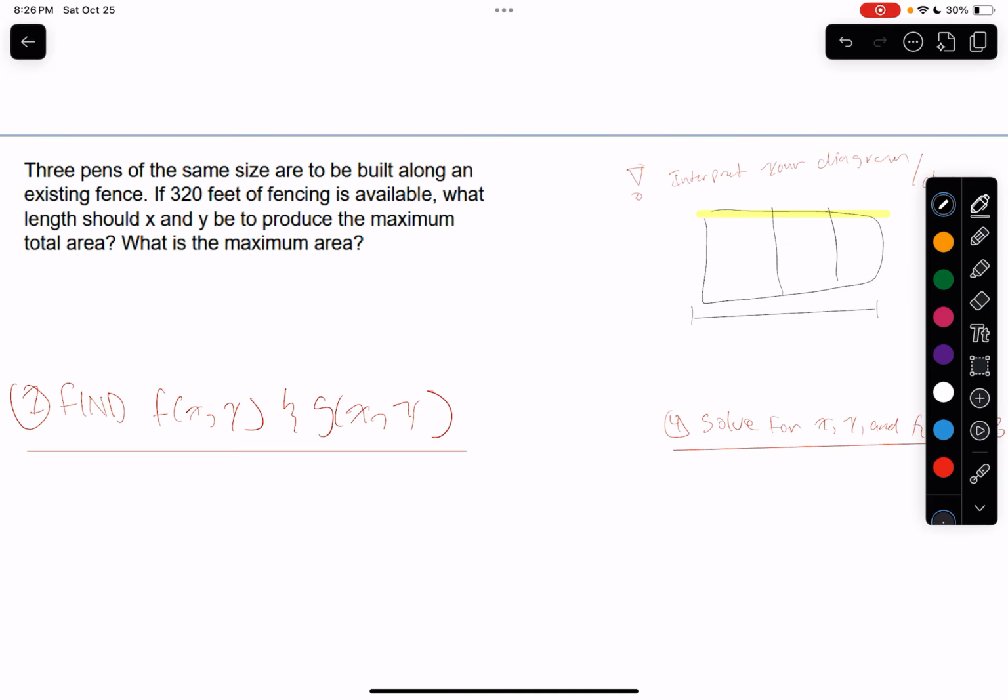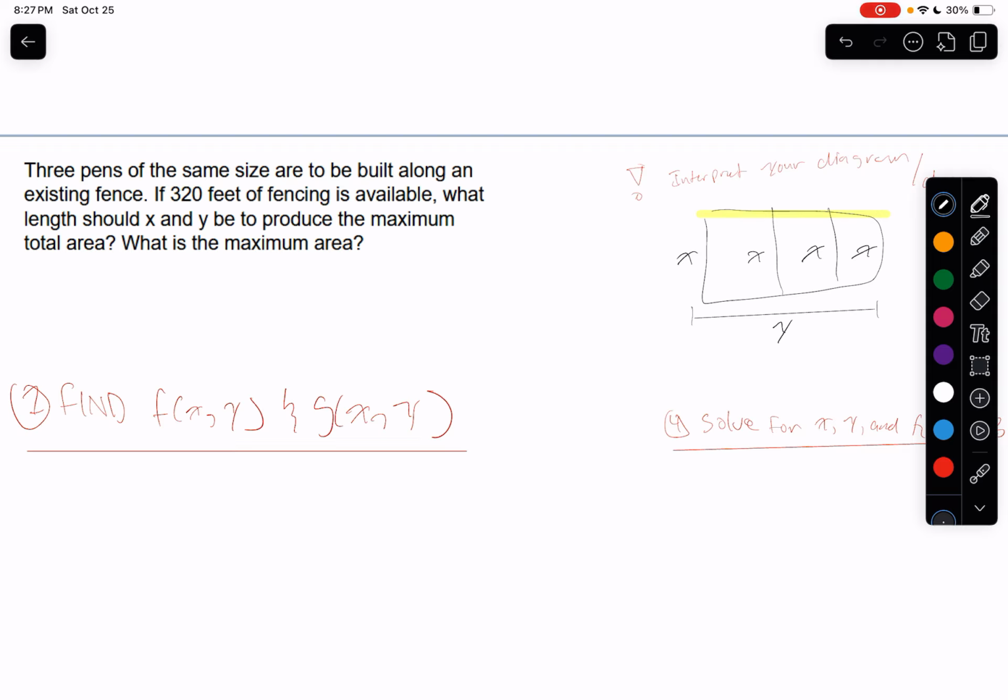Typically when we're labeling these sort of questions, it doesn't matter what letters we use. Usually y is used as a vertical axis and x is usually used as a horizontal axis, but it really doesn't matter. I'm going to show you how to do it the opposite way, where x is our vertical axis for these bounds, and y is going to be our horizontal axis.